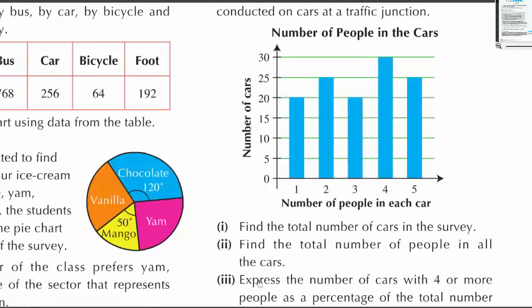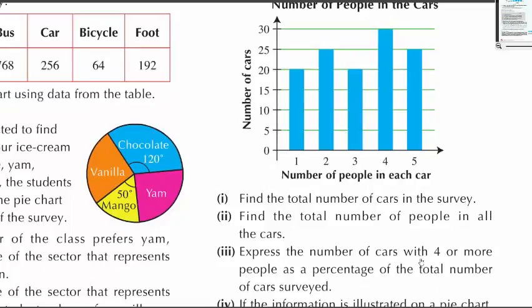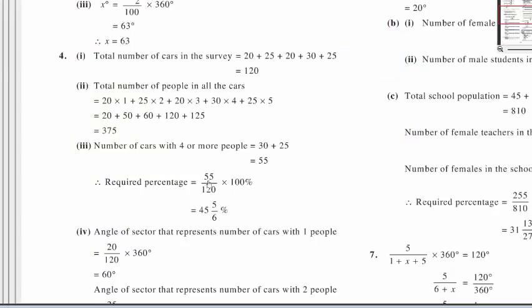Now next, they say express the number of cars with 4 or more people as a percentage of the total. So 4 or more people will be referring to this bar and this bar. So they want the number of cars, which will be 30 plus 25, that's 55. There will be 55 cars with 4 or more people, but they want it as a percentage of the total number of cars. So you take 55, divide by the total number of cars, which is 120, and then you times 100%. So expressing your answer as a fraction, 45 and 5/6%.